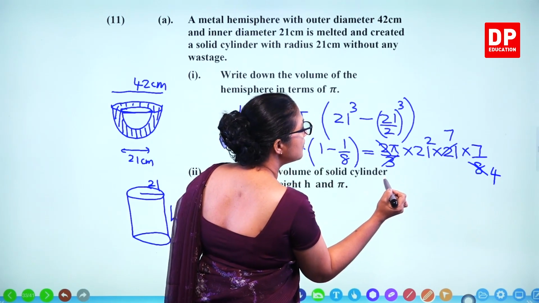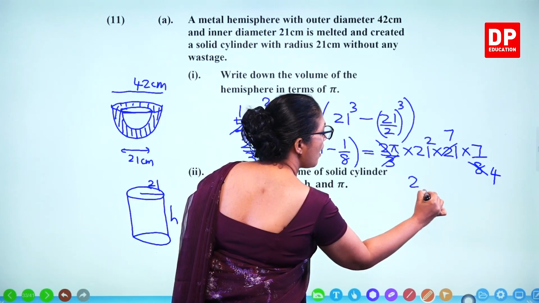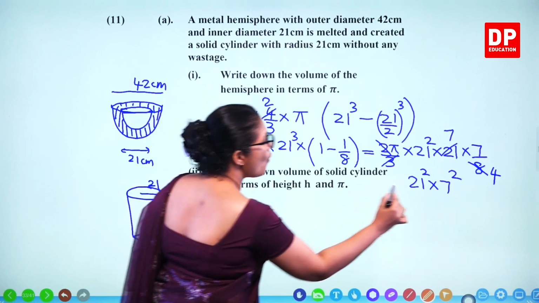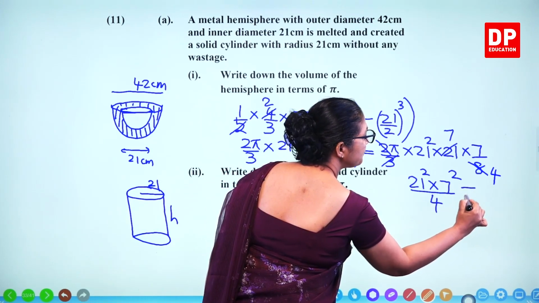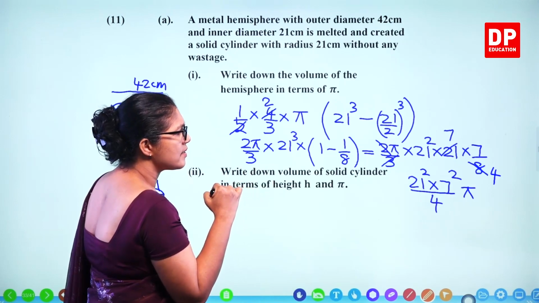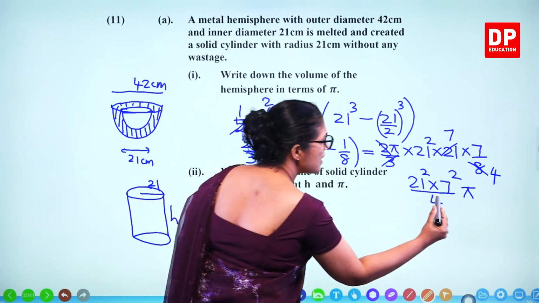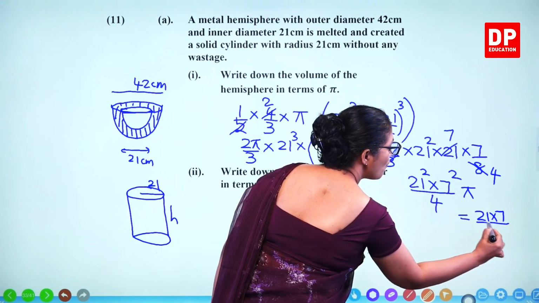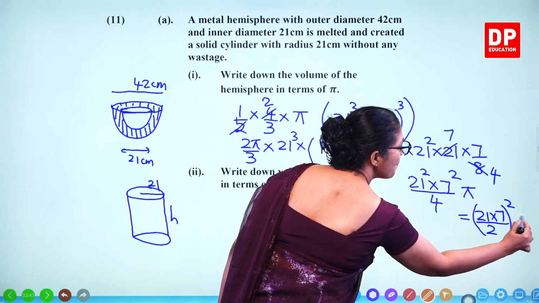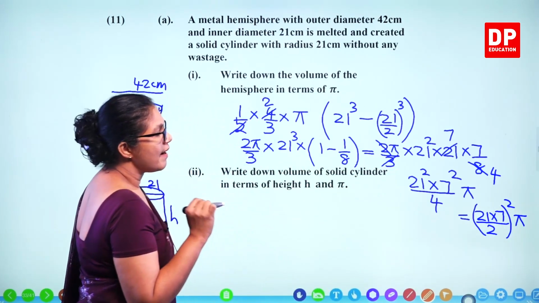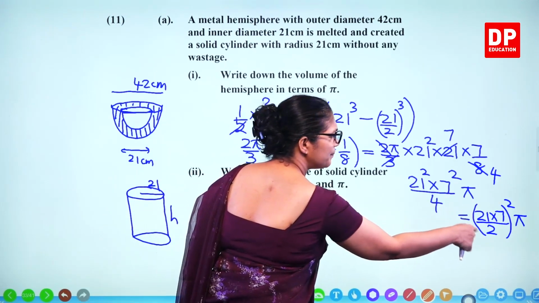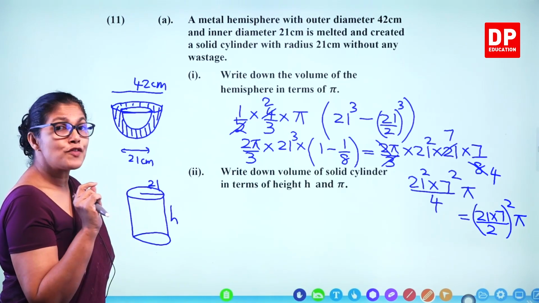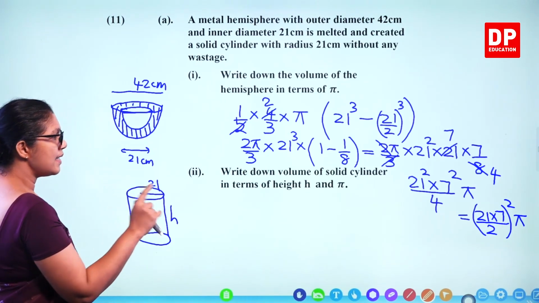So what's the answer? 21 squared, 7 squared, over 4, pi. Or can you see square terms are there? So instead of that you can write this as 21 into 7/2, whole thing squared, times pi. So in terms of pi you can write it like that or you can simplify inside. So I'll write like that, and then they ask to write down the volume of the solid cylinder in terms of height h and pi.